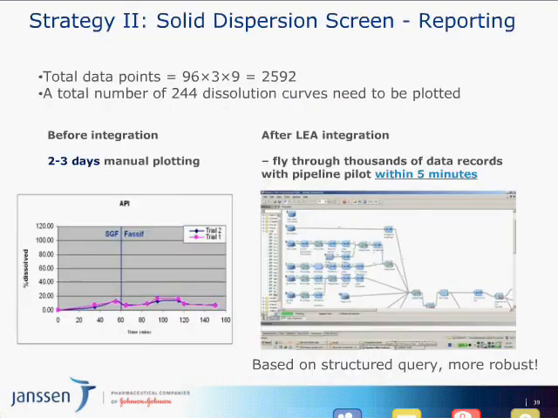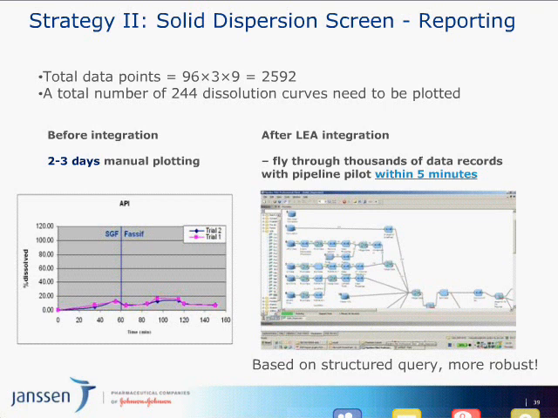So normally we do a screen of 3 plates. It means 96 wells, 3 plates, and if we have a 2-stage dissolution, we will have 9 data points. So it means we have in total over 2,500 data points, which is really a lot. And we have in total like 244 dissolution curves.